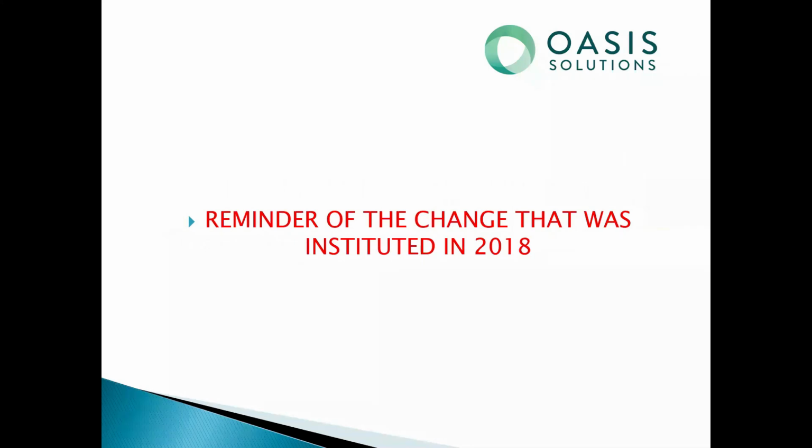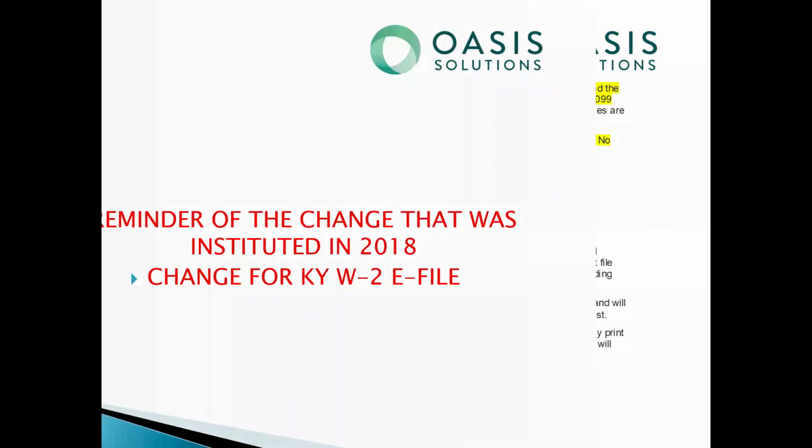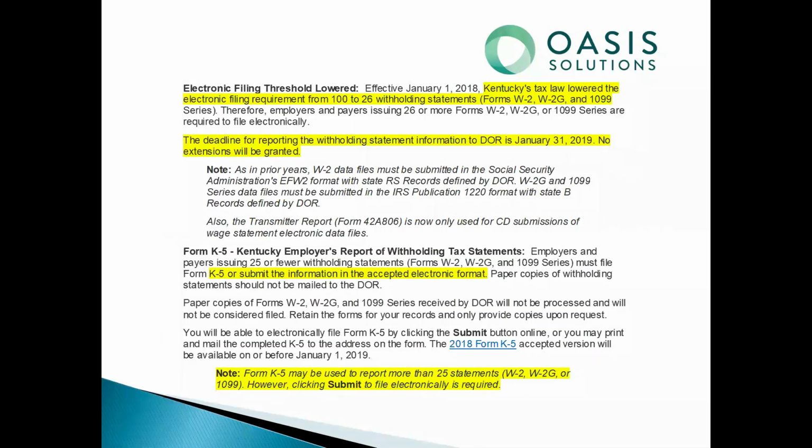So this is just a reminder of a change that came about in 2018 in case you are new to payroll. This is related to Kentucky and the e-filing changes in Kentucky. They lowered the threshold back in 2018 so that if you are issuing more than 26 W-2 forms, and you'll notice that this also includes 1099s, they do have to be filed electronically. So you do have to e-file. You cannot turn in the paper copies.